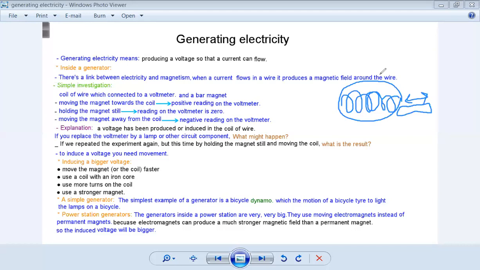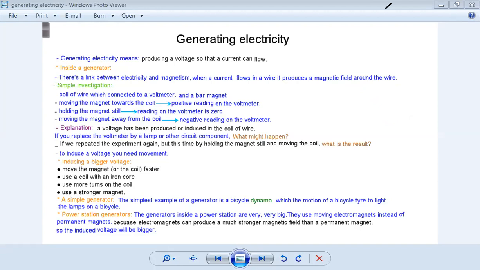Okay, so here we need this movement to create this current. So when the current flows in a wire, it produces a magnetic field around it. Even if we move this magnet, we can produce a current, okay? And we will come to this later. So this is the link between electricity and magnetism. With electricity, we can make the magnet work, like electromagnets. Okay. Now we will have a simple investigation to work this out.